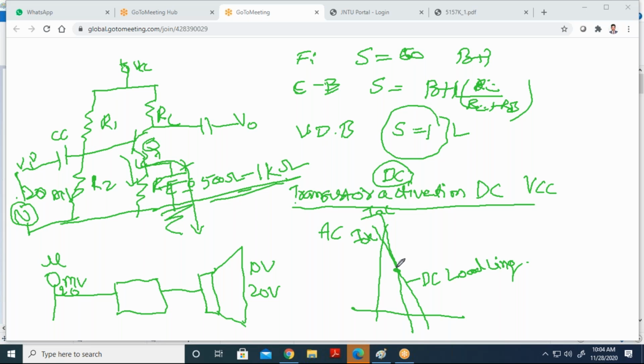So here DC load line and AC load line, both intersect. This point is called the Q point. Q point is nothing but the operating point. Understood? So compulsory we want to use the bypass capacitor. I will show in practical the effect of the bypass capacitor.